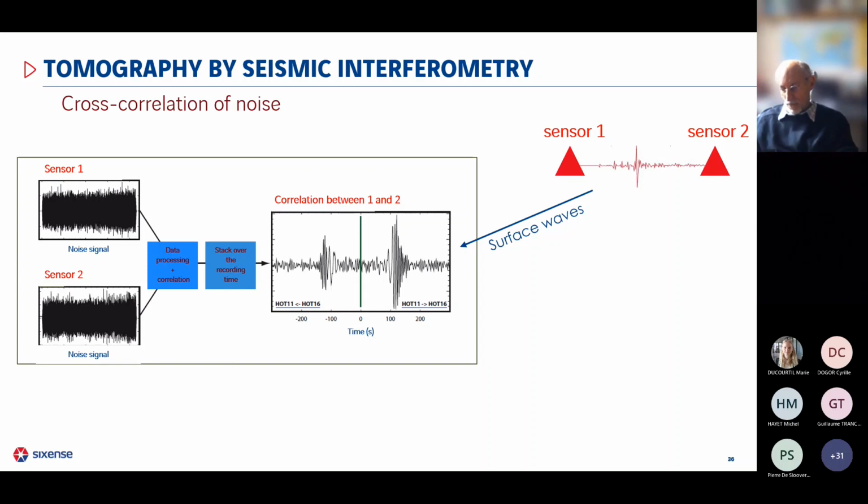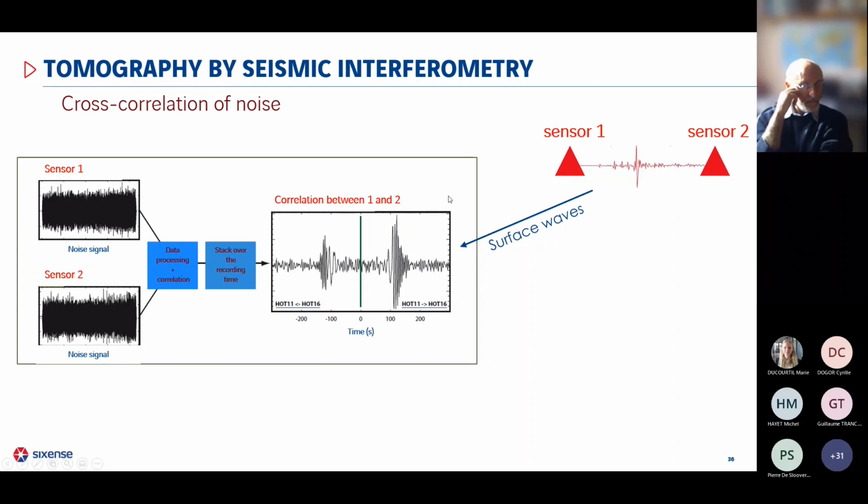If I want to explain the cross-correlation procedure in a very simple way, it is a function that computes the similarities in the signals at two sensors, so it allows us to extract the waves that are hidden in the noise signal and that propagate between these two sensors. So the cross-correlation signal would look like that, centered on 0. The positive part would be equivalent to a surface wave emitted by sensor 1 and recorded at sensor 2. And the negative part is the opposite: it's equivalent to a surface wave emitted by sensor 2 and recorded at sensor 1.